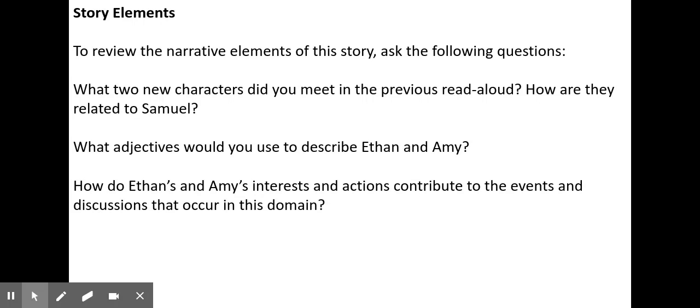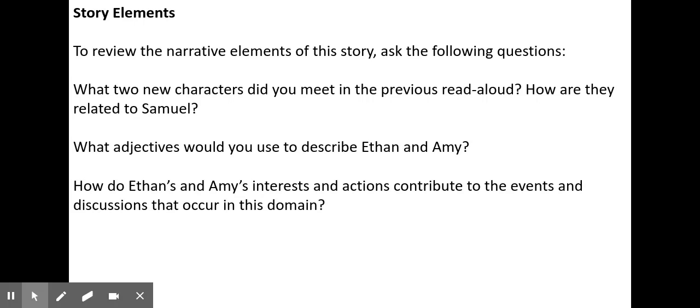What adjectives would you use to describe Ethan and Amy? Well, you could say they're young. You could say that they're nice and kind. They're loving. They love their grandpa. They're curious. They want to know about things. You could also use the word inquisitive, which is kind of like curious. It's when you want to know about a lot of things. They're smart. They seem to get along pretty well, which is good for siblings.